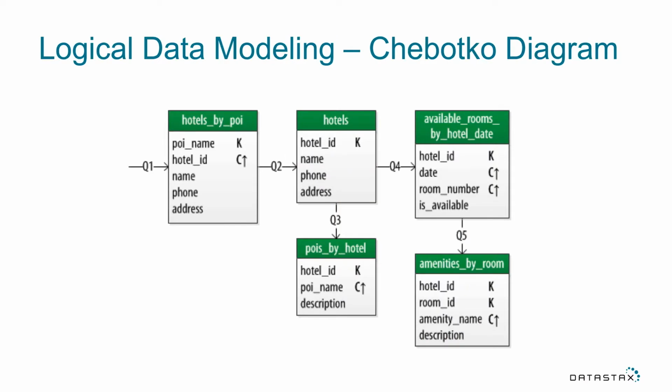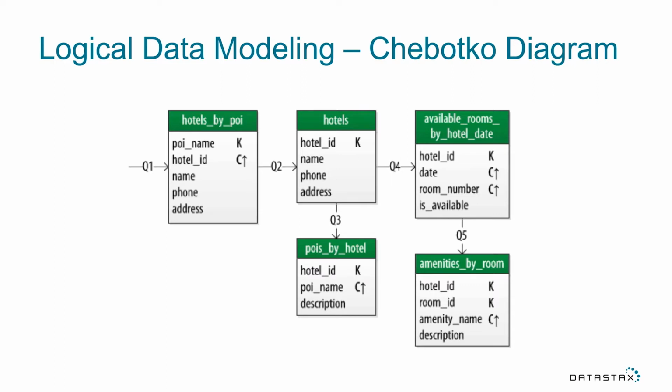Once we have the access patterns defined, we'll do some logical data modeling. This diagram shows a logical data model for a hotel application using a Chebotko diagram, named after one of our colleagues here at DataStax. You'll notice that the access patterns from the previous view are referenced here to show which table supports each of the queries. The diagram focuses on the shopping portion of the application. We'll leave the reservations for later. If you follow the arrows, you can see how the tables relate to each other. Each step in our application workflow is supported by a subsequent query.